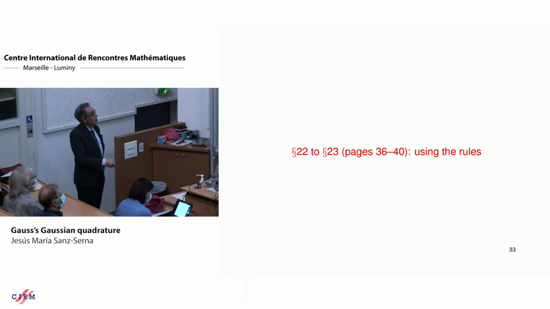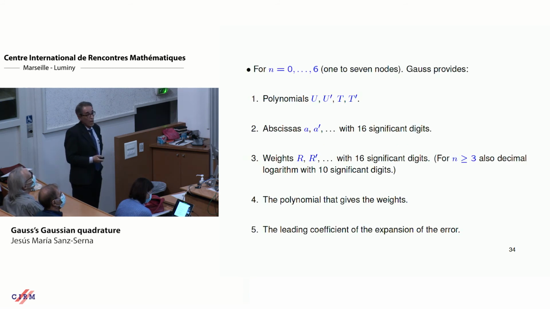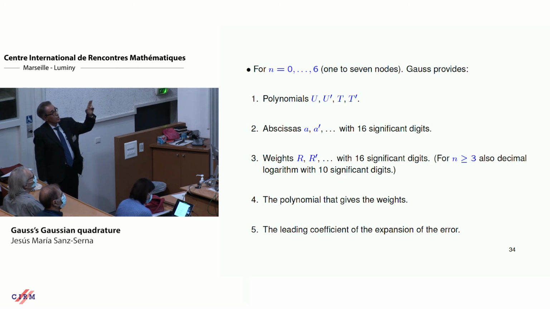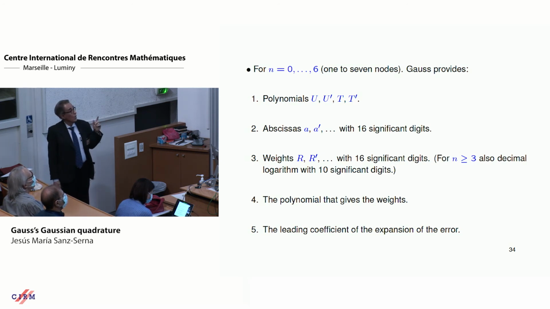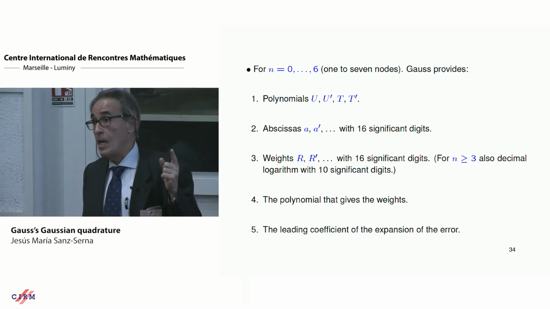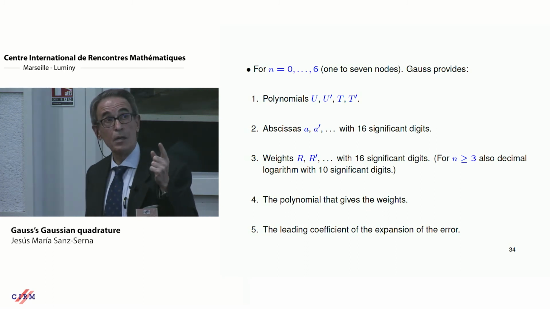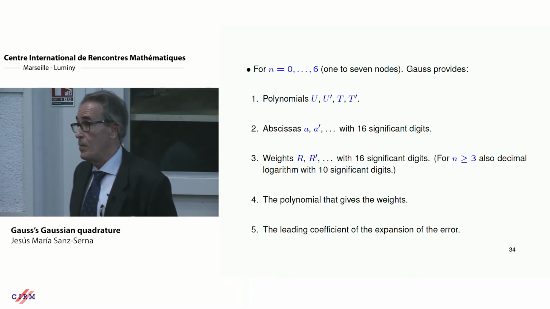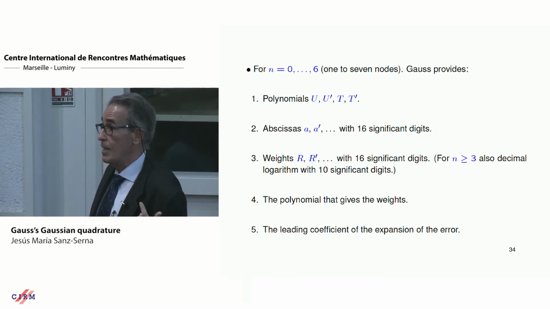memoir. So having presented the theory, he considers the cases from n equals 0 to n equals 6, so from 1 to 7 nodes, and then he gives tabulations of the polynomials u, u prime, t, and t prime, the abscissas a prime with 16 significant digits. That must have been very time-consuming in his time.